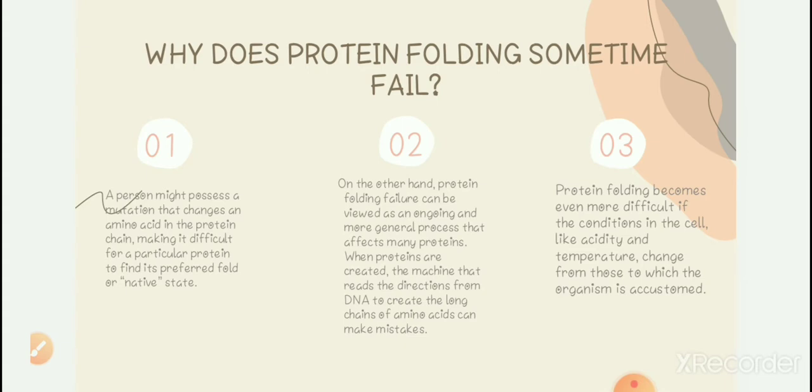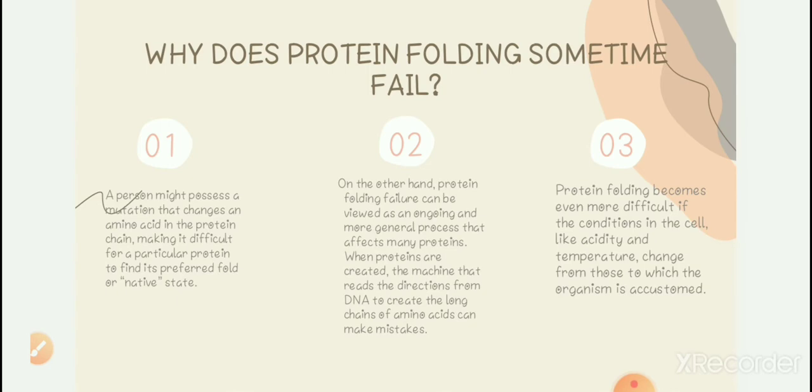Then even if an amino acid chain has no mutation or mistakes, it can still not reach its preferred folded shape because proteins do not fold correctly 100% of the time. Protein folding becomes even more difficult if the conditions in the cells, like acidity and temperature, change from those to which the organism is accustomed.